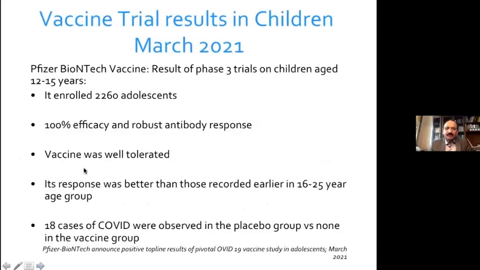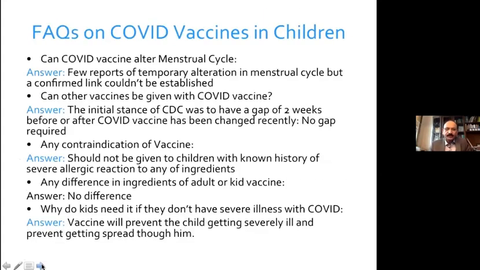This is Pfizer-BioNTech vaccine data from children, 3 trials. They enrolled 2,200 children, 2,260 adolescents, 100% efficacy and robust antibody response. And vaccines were very well tolerated in these patients under 12.